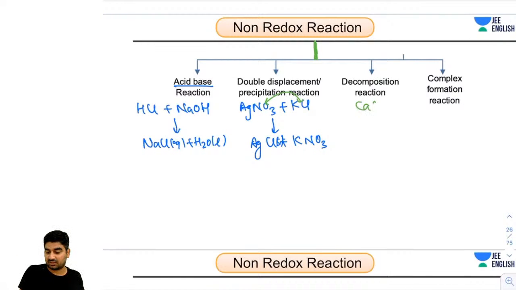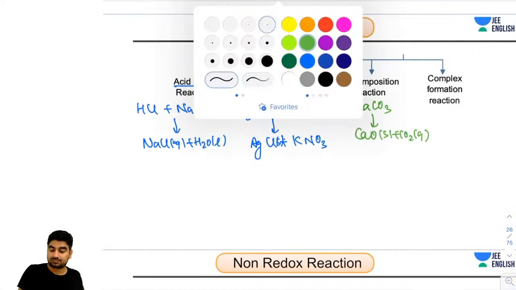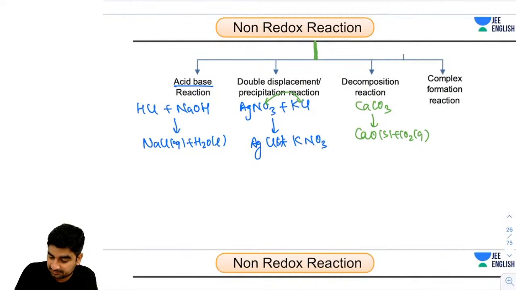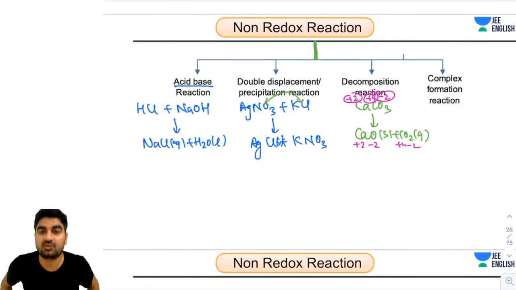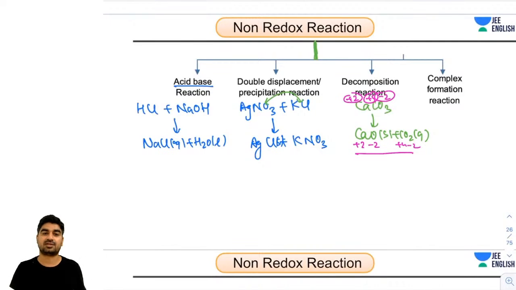And what is a decomposition reaction? On heating, it will give you this. If you find out their oxidation states, +2, +4, -2. Again, guys, you can see there is no change in the oxidation states. So here you can say decomposition of CaCO3 is non-redox. However, decomposition of KClO3 was redox. Why? Because oxidation state of chlorine and oxygen was changing there.